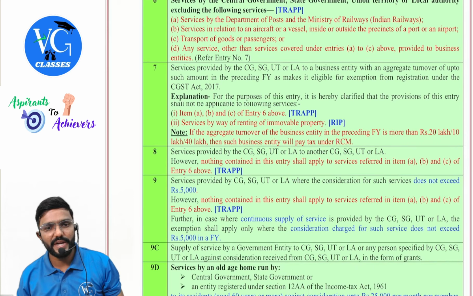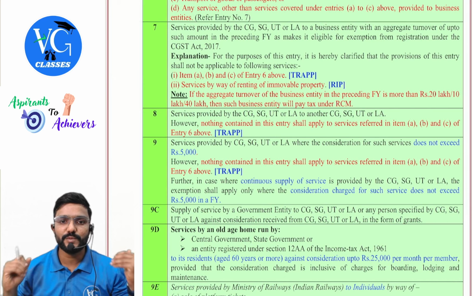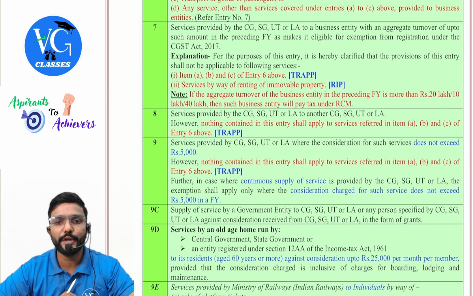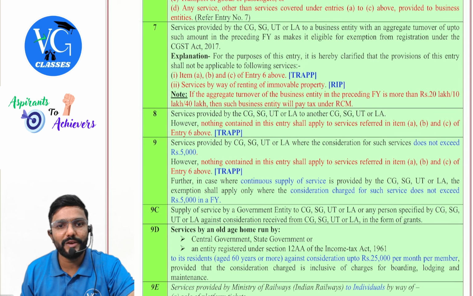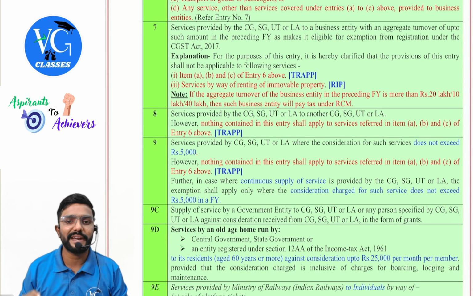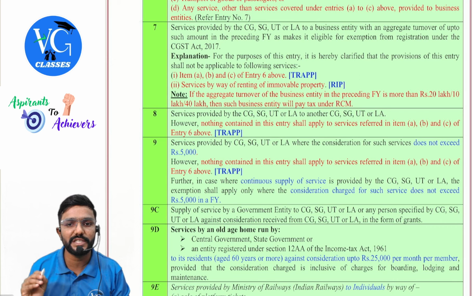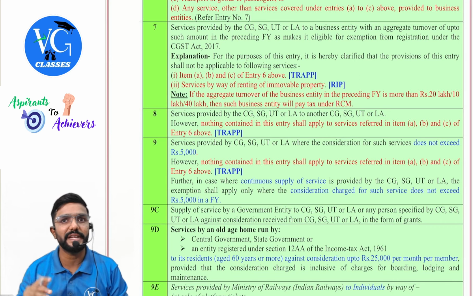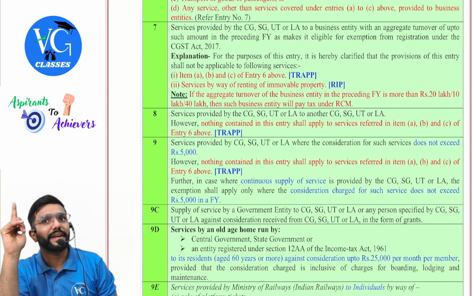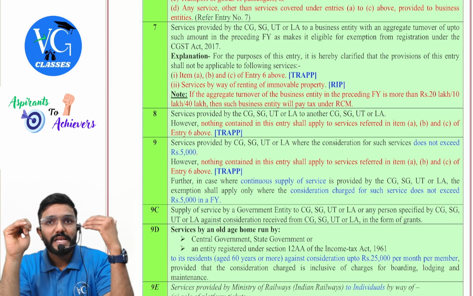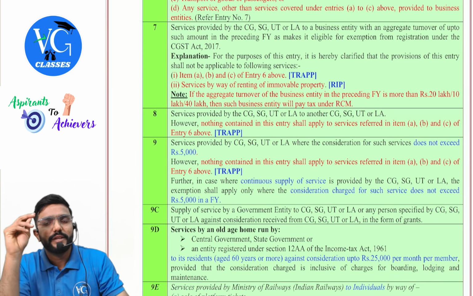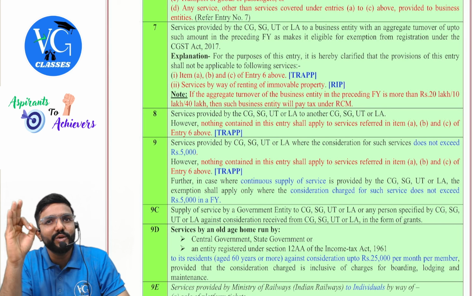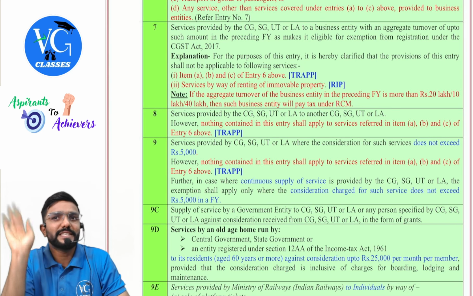Okay, so coming to entry 7. Services provided by central government, state government, union territory or local authority to a business entity. They excluded it in entry 6, they have included it here. With an aggregate turnover of up to such amount in the preceding financial year as makes it eligible for exemption from registration under the CGST Act 2017. Guys, listen. It is actually covered in RCM. Services provided by government to a business entity are covered under RCM. Yes, they excluded a few there.